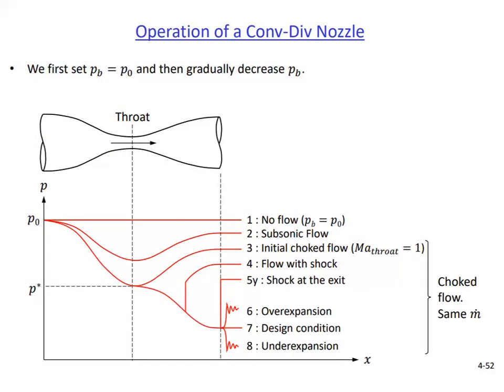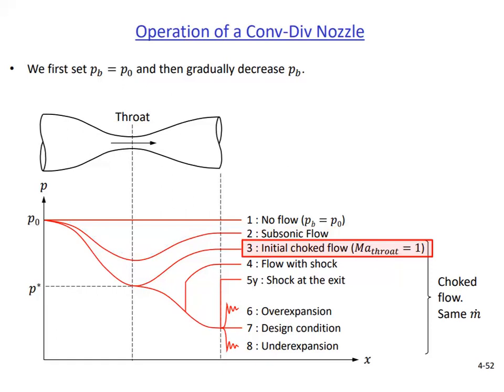Let's now repeat the experiment for a converging diverging nozzle. It again operates between two reservoirs. We start the experiment by setting the back pressure to be the same as the stagnation pressure of the upstream reservoir. This results in the no-flow case, shown as case 1. Lowering the back pressure creates a subsonic flow throughout the duct. Flow accelerates in the converging part, resulting in pressure decrease, followed by deceleration in the diverging part, resulting in pressure increase. This behavior is similar to that of an incompressible fluid.